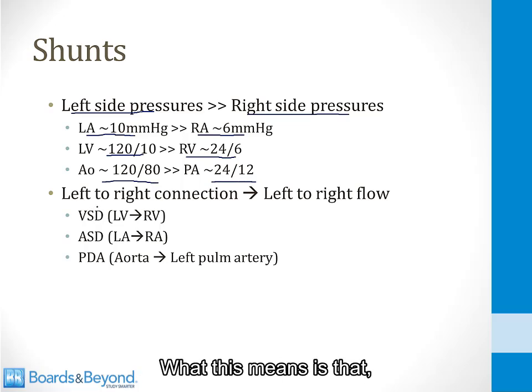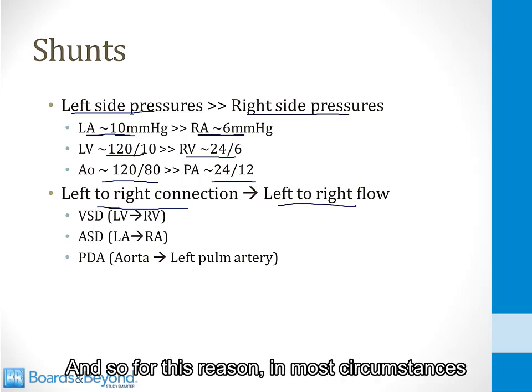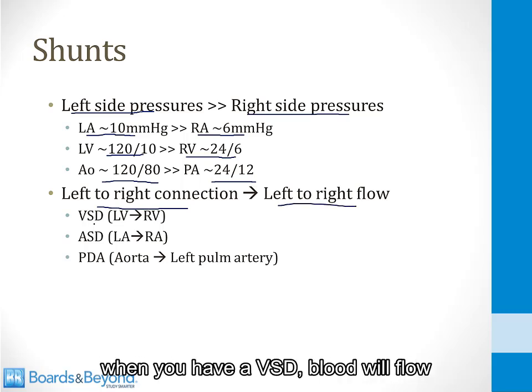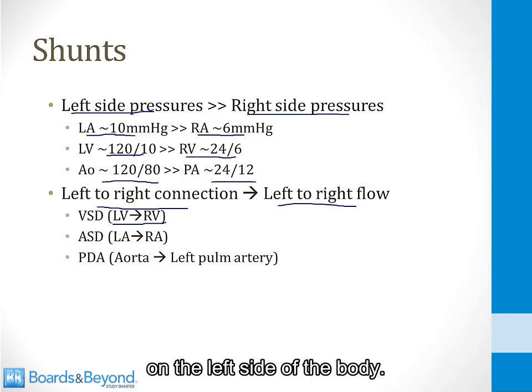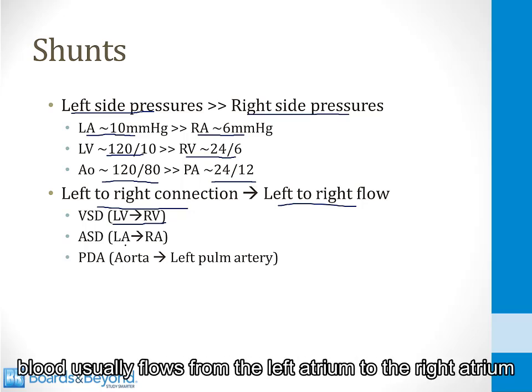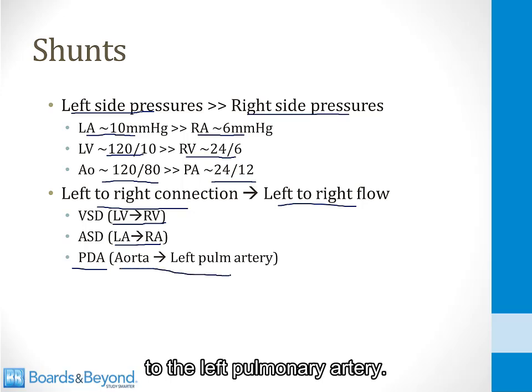What this means is that if you have a left-to-right connection, you should always get left-to-right flow. And so for this reason, in most circumstances, when you have a VSD, blood will flow from the left ventricle to the right ventricle. That's because pressures are higher on the left side of the body. Same thing in an ASD, blood usually flows from the left atrium to the right atrium, and in a PDA, blood usually flows from the aorta to the left pulmonary artery.